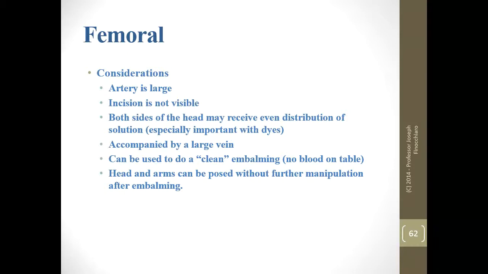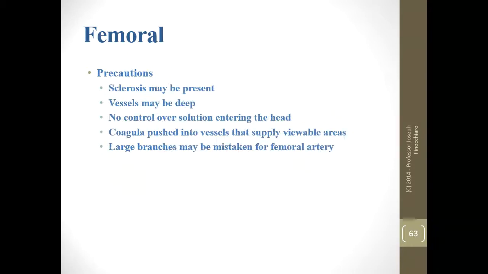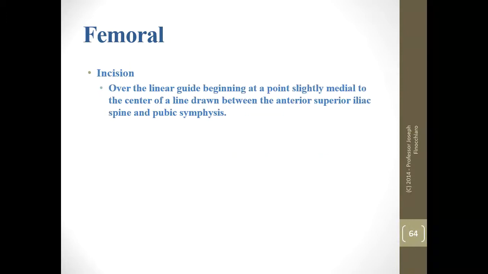But make sure you take into consideration these days all the criteria that we discuss about the embalming analysis and what the benefits and disadvantages are to using anything. Problem is, if you have sclerosis, the femoral is a problem. Vessels may be deep, especially on obese bodies. You have no control over what goes into the head. You fire it north and you forget about it. Coagular can be pushed into viewable areas. So as you're pushing the blood from the hip area up into the head, you run the risk of blocking something up there that you might not want to block. And large branches down in the leg may be mistaken for the femoral artery. That happens with some regularity.